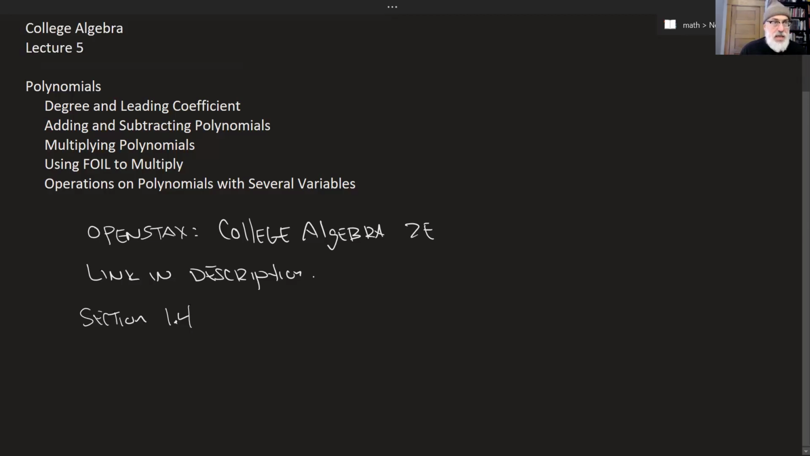Now, I'm taking the examples and the basic structure of this review from the OpenStax College Algebra 2nd edition, which is free to download, PDF version. There'll be a link in the description. This is section 1.4 from the prerequisite section.